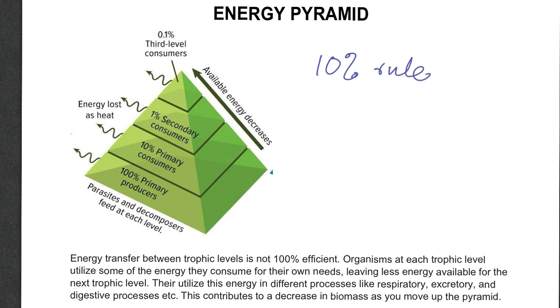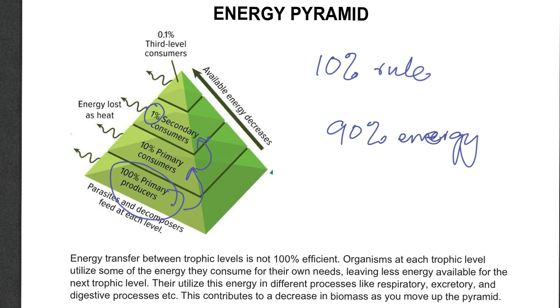What does that mean? Primary producers have 100% of the energy. As it goes up to the primary consumers, 90% of the energy is utilized in different processes by organisms, and only 10% of the energy is transferred. And as you move to the secondary consumers, only 1% of the energy is left. And as you go to the highest level, the tertiary level, only 0.1% energy is available.